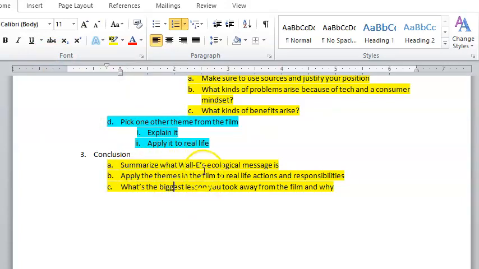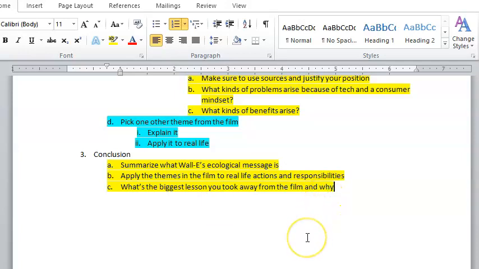So summarize what WALL-E's ecological message is. What's the take-home message from the movie? And connect the themes in the film to real-life actions and responsibilities. So we do have responsibilities. God created the world and gave it to us to rule over. It's called a dominion mandate, technically. And so we do have responsibilities. God gave us, we're called to be stewards of the earth, not abusers of it. And there are reasons why it matters, because people's lives all across the planet are being affected by misuse of the planet. So it matters. We should care about people's livelihoods. And then what's the biggest lesson you took away from the film and why?